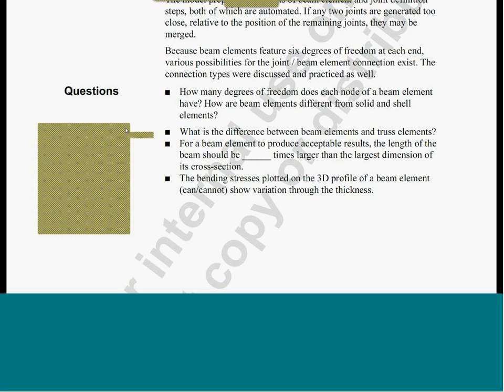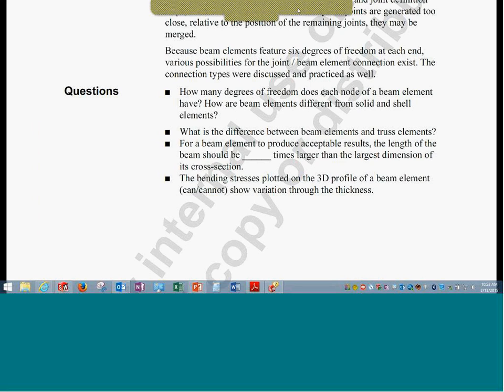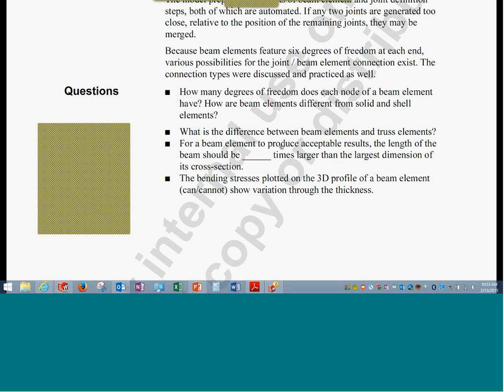Oh, should I keep the chat window open? For a beam element to produce acceptable results, the length of the beam should be dash times larger than the largest dimension of the cross section. Or what is it? For a beam element to produce acceptable results, the length of the beam should be dash times larger than the largest section. Yes, frankly, I did not discuss it during the training, but any thoughts on that?